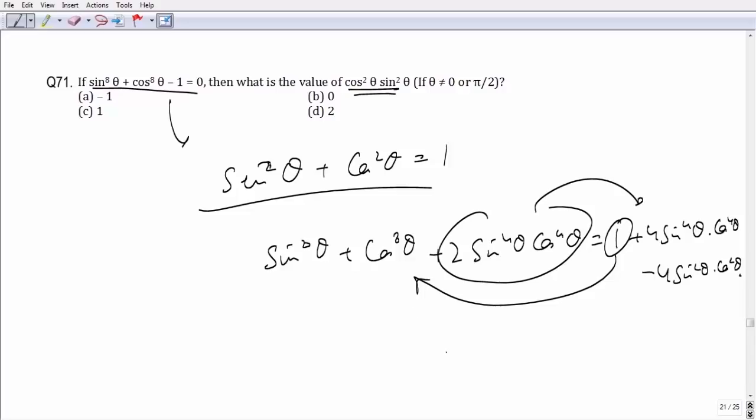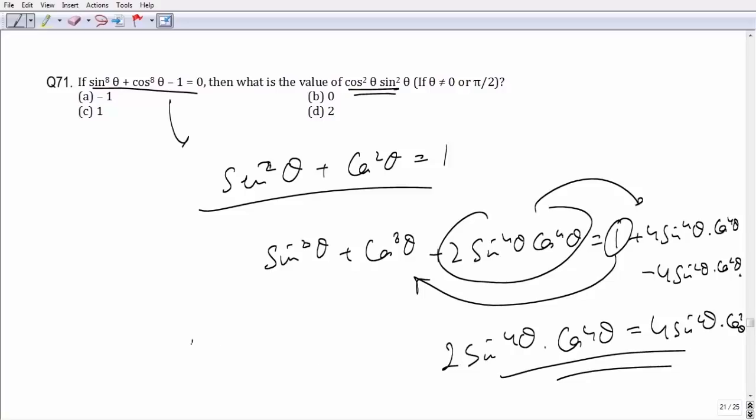And bringing this value 1 to LHS side and this value to RHS side, we get the value of the whole equation as 2 sine 4 theta into cos 4 theta equals 4 sine square theta into cos square theta. And from here we get the value of sine square theta into cos square theta equal to 2, which leaves behind option number D as your answer.